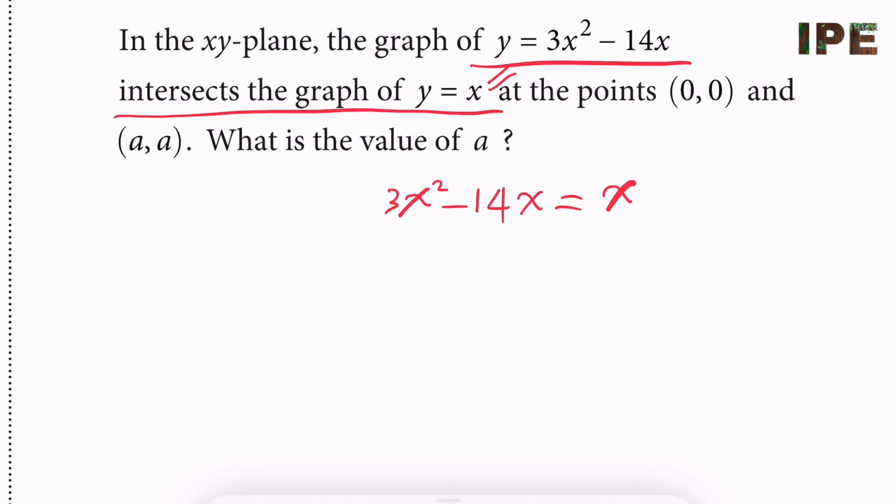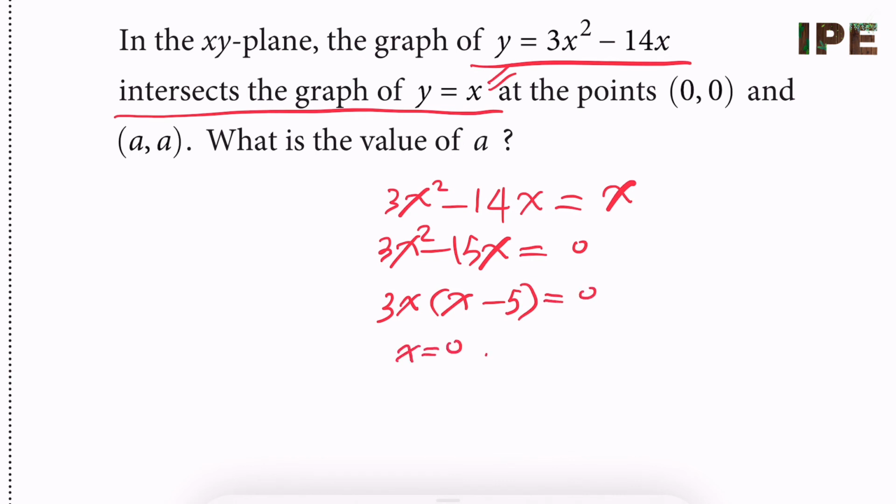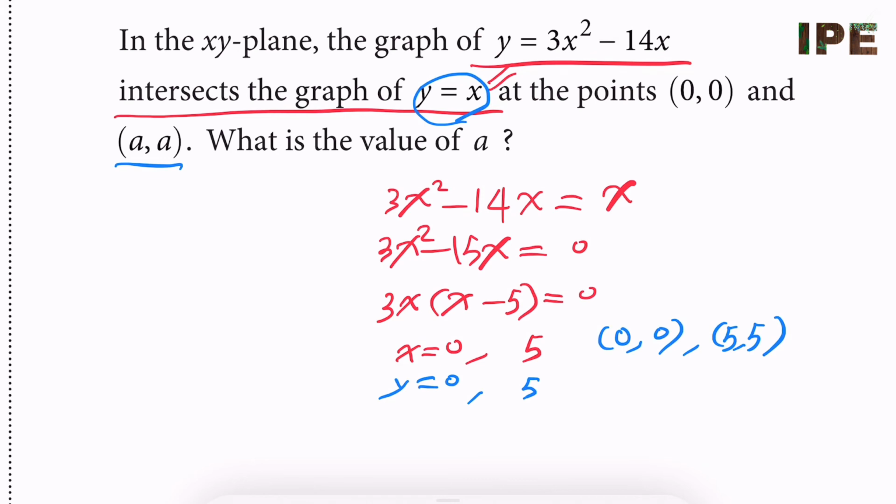And then solve it. Subtract x from both sides. So it will be negative 15x, the negative 14x minus x, right? Equal to 0, and then 3x is a common factor of these two terms. x minus 5 equal to 0. So x equals 0 and 5. Because y equals x, if x is 0, y is 0. If x is 5, y is 5. So 0, 0 and 5, 5. So what does a equal? a equals 5.